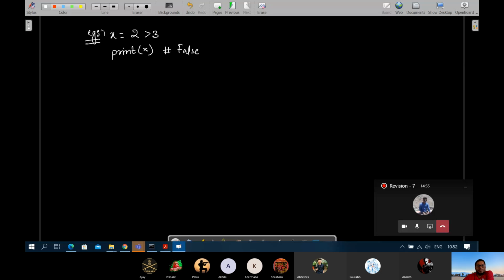This is the first example. Second example. y is equals to 2 less than 20 greater than 7.